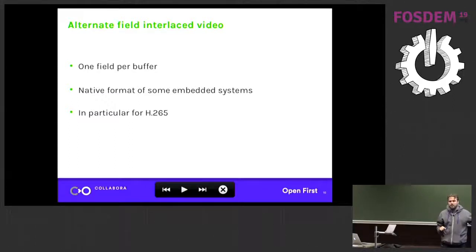Some hardware, like H.265 actually, does it in a different way, where you have the fields separately in separate buffers at separate times. This allows for a bit lower latency. You don't have to wait for both fields to have been captured to start processing the first one. And we've implemented this for GstOMX and actually throughout the GStreamer framework.